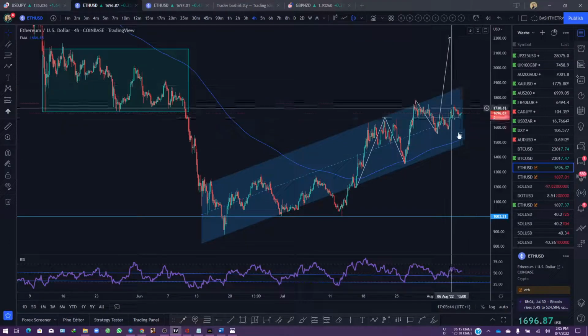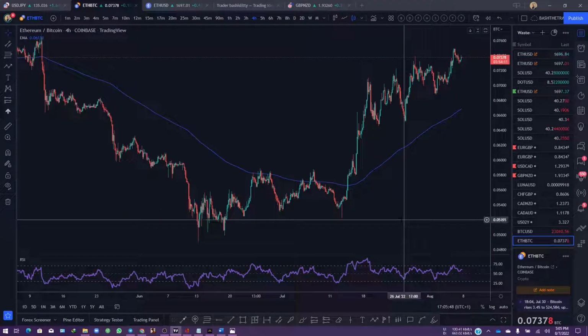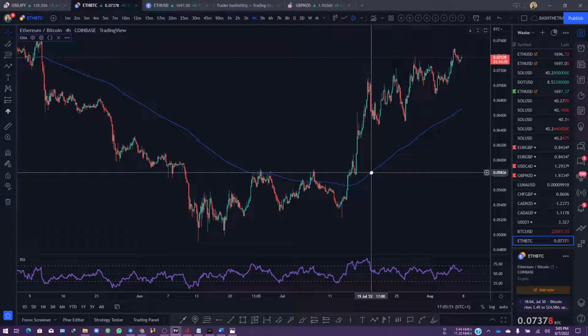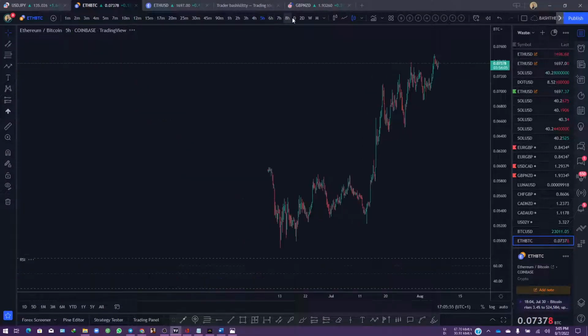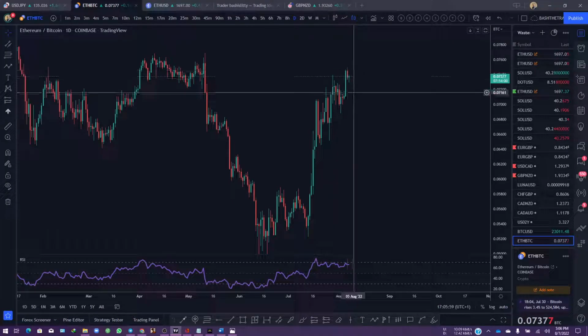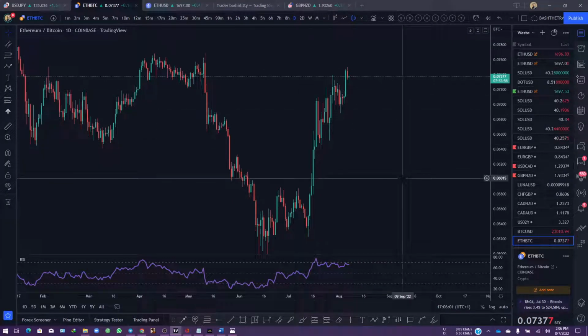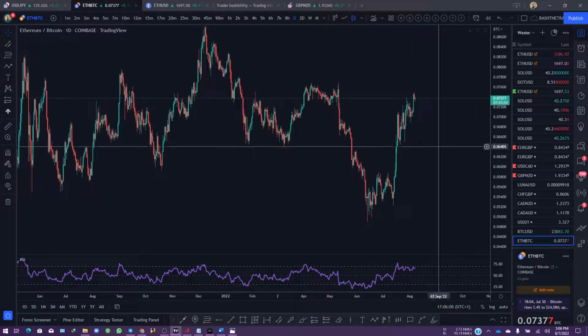So yeah, let's go look at Ethereum BTC now and see who is doing better. So I'm gonna take this out, right? Let's see who is doing better. So as you guys can see, it looks like Ethereum is outweighing the Bitcoin, right? Because it's faster than the Bitcoin. Ethereum is outweighing the Bitcoin.